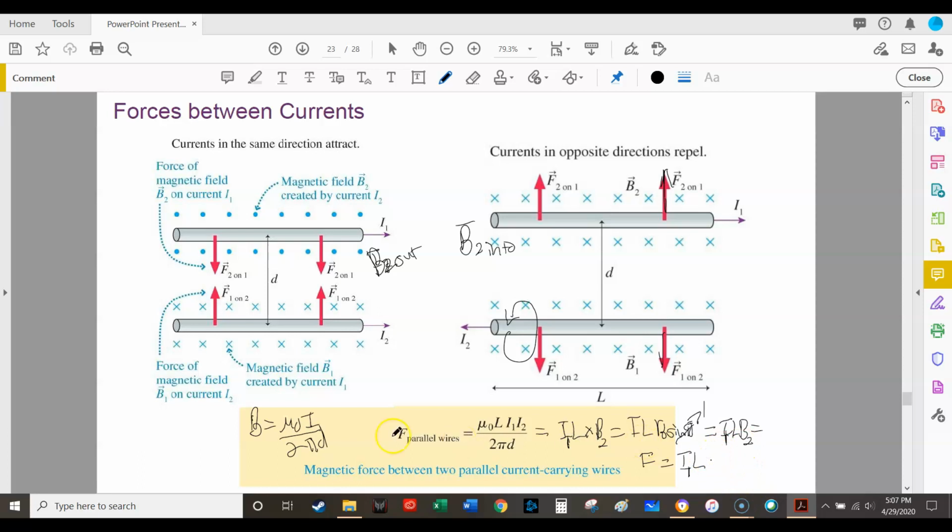So that magnetic field is caused by current 2. So this is going to be current number 1 times the length times the magnetic field caused around it by wire number 2, which is going to be mu naught I2 over 2 pi times the distance apart of those two wires. And so that's how they got this right here. Okay?